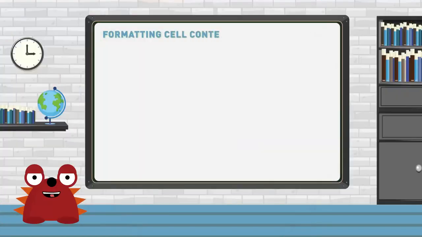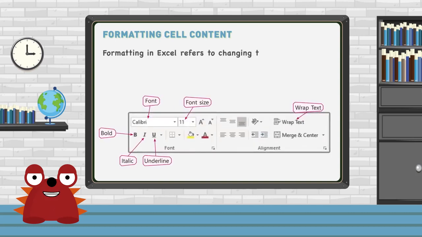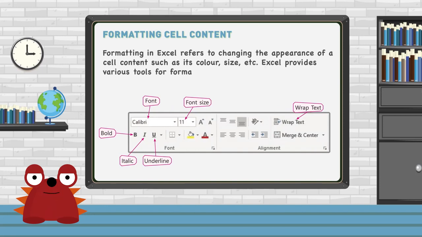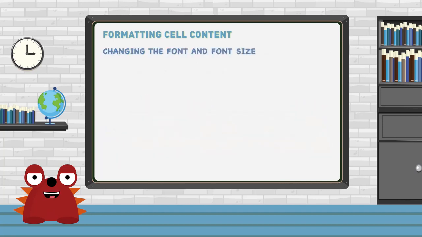Now, let's dive deeper with formatting cell content. Formatting in Excel refers to changing the appearance of a cell content such as its color, size, etc. Excel provides various tools for formatting the cell contents. First one is changing the font and font size.